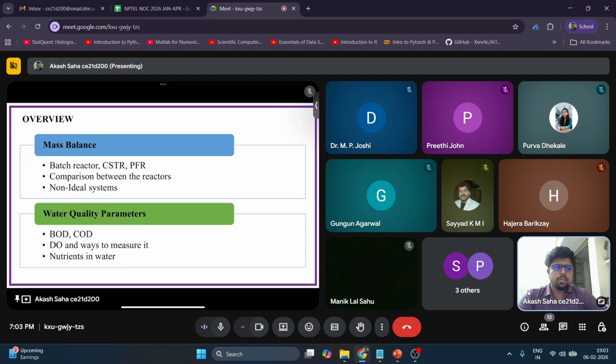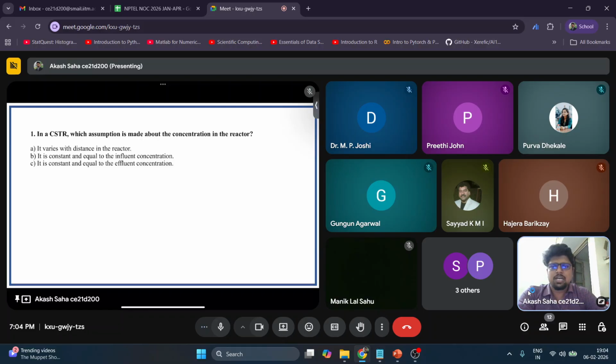We started with BOD, COD, and then dissolved oxygen. What are the different ways to measure them, and what are the different nutrients in water? So this was all about the content of the week 2 lectures. I hope you have gone through the lectures, and now we'll be solving some problems. While solving these problems, we'll also be revising some of these concepts. If you have any doubt, you can stop me at any point of time, and then we can take it up. Okay, so let us start with the first question.